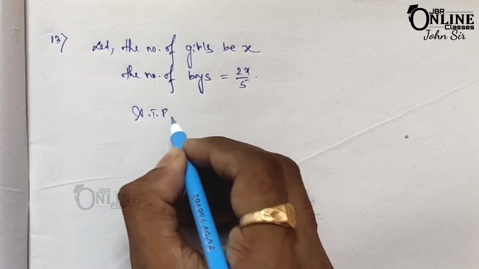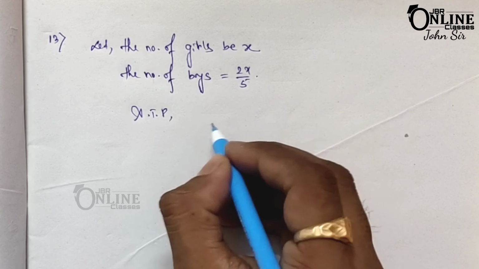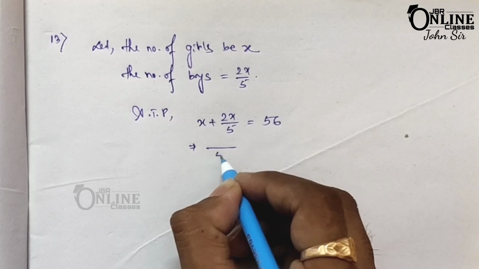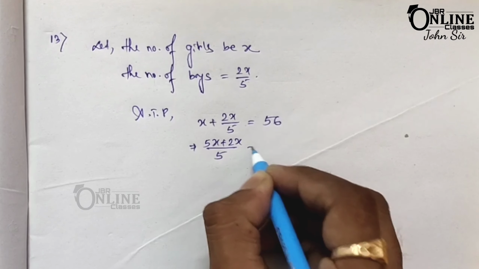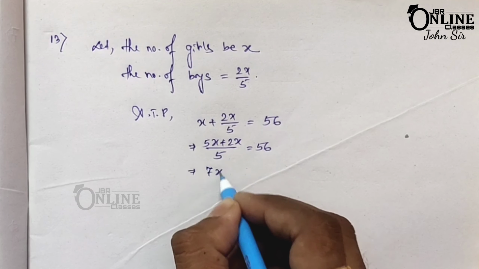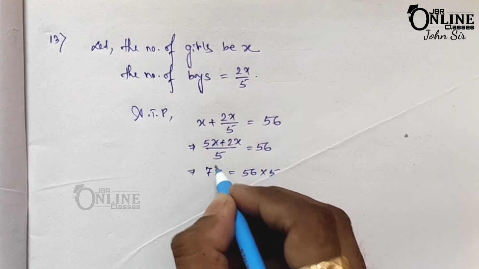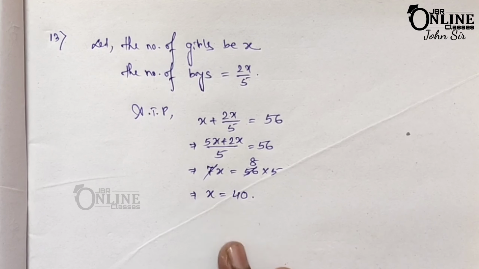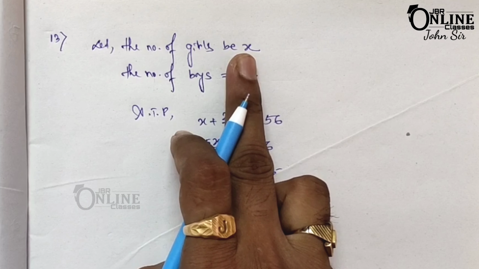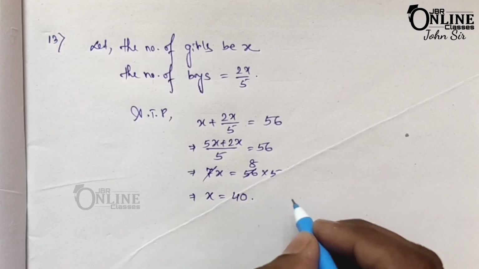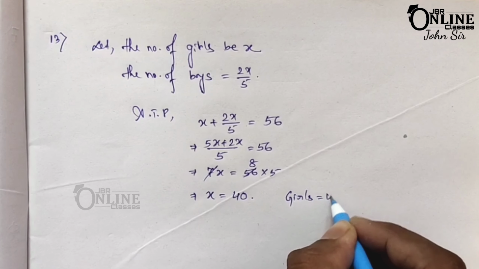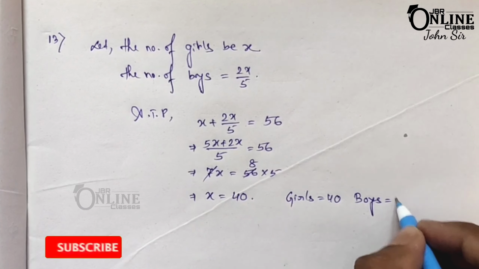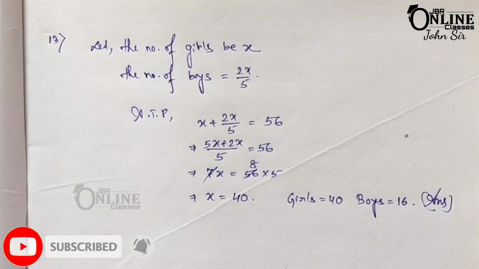Then according to the problem, as the total number of students equals 56, x plus 2x by 5 equals 56. Here 5 is the LCM, so 5x plus 2x equals 56 into 5. Then 7x equals 56 into 5, 8 times 5, so 40. So that means the value of x equals 40. So the number of girls equals 40. Now if the number of girls equals 40, then the number of boys equals 56 total students minus 40, it's 16. That is the answer.